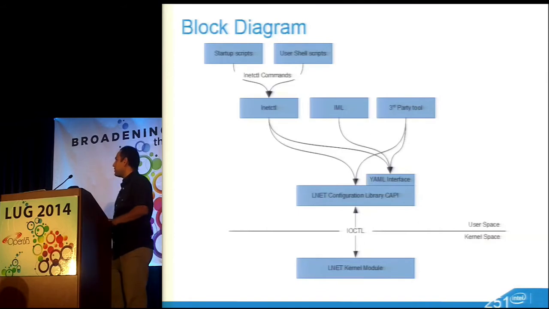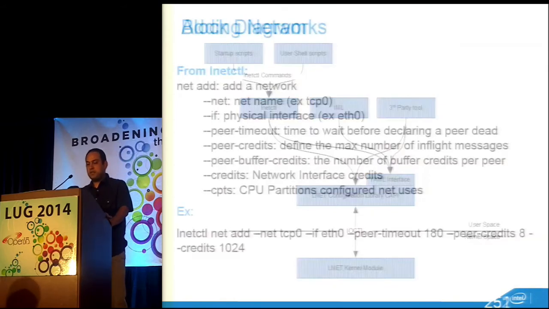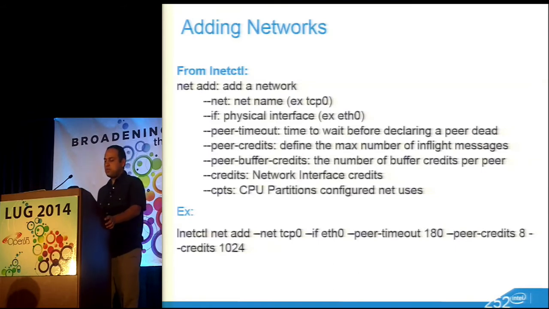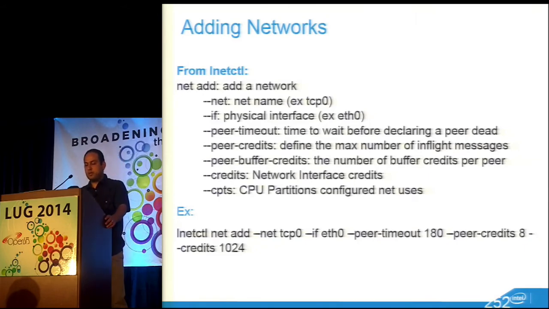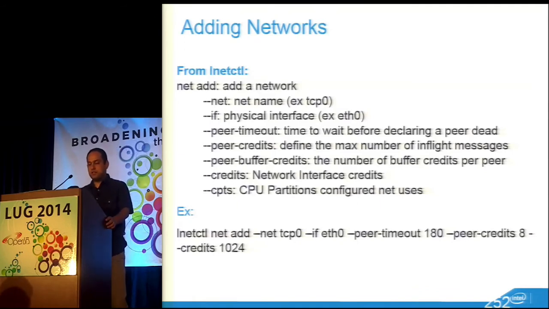Okay, so now I'm going to just go quickly over the different commands. I'm not going to spend too much time because it's kind of boring to look at this. But basically, we can add a network. You can specify the network name like TCP0 or IB, or an IB interface. You can specify the interface associated with this network, Ethernet 0, for example, and then you can define a set of different optional parameters to configure the network. Previously, peer timeout or peer credits were for all networks. Now they are specific to the network you're creating. And as an example, you can see how you can add it, like lnetctl net add --net, and so on and so forth.